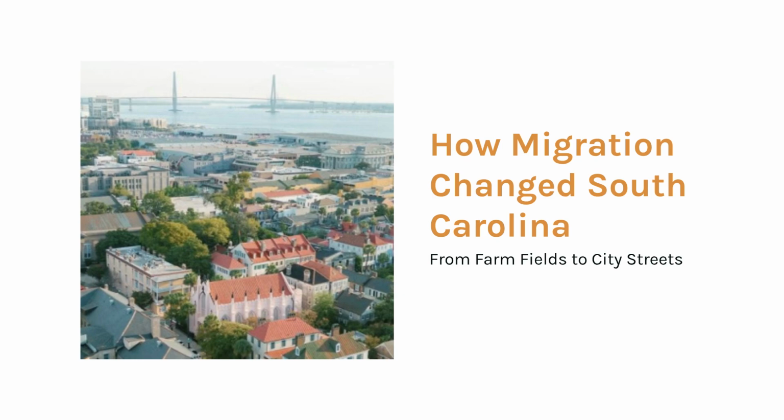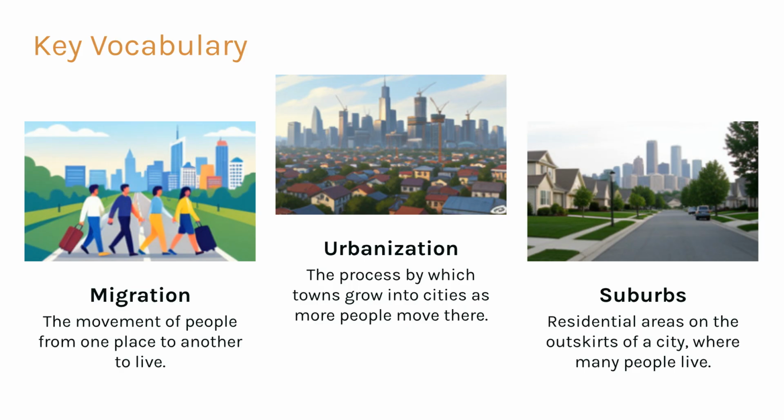Welcome to this video on how migration changed South Carolina, from farm fields to city streets. We will explore the major population shifts that transformed the state's economy and social structure. Let's start with key vocabulary.